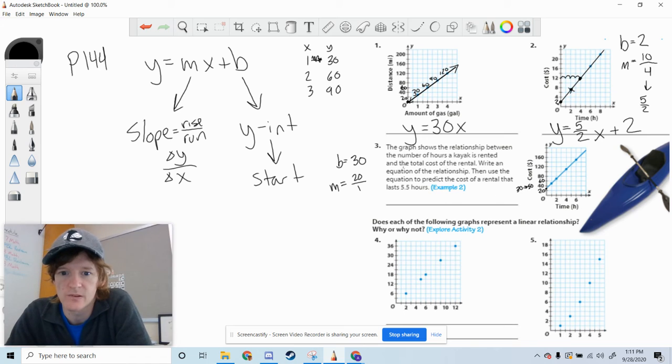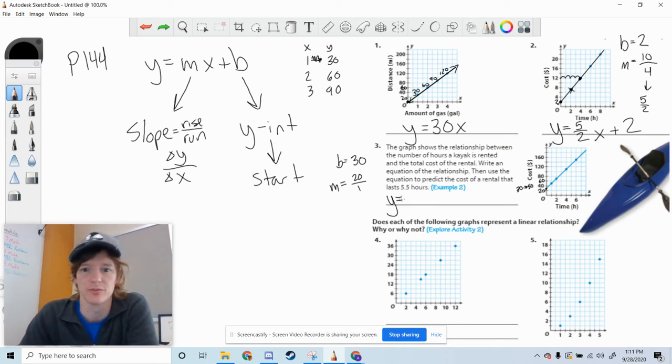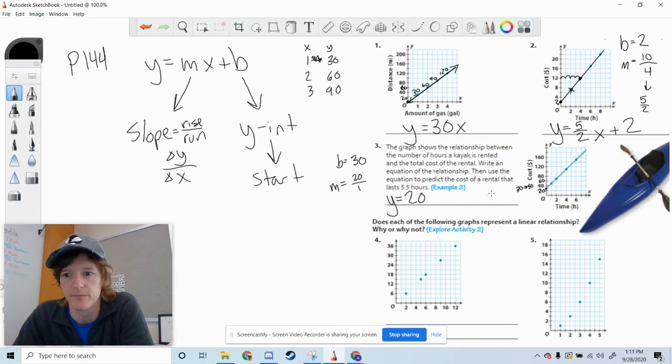So it looks like our equation is going to be y equals, not m, our slope was 20. 20 over 1, we can just write that as 20. This goes up $20 per hour per x, but you start with a $30 fee no matter what. Now, then use that equation to predict the cost of a rental that lasts 5.5 hours.